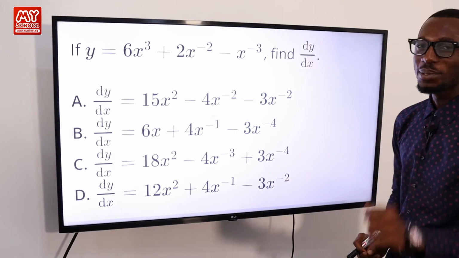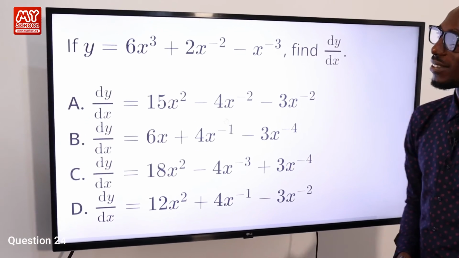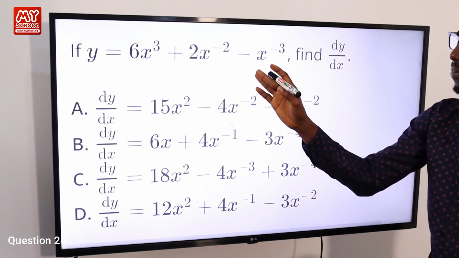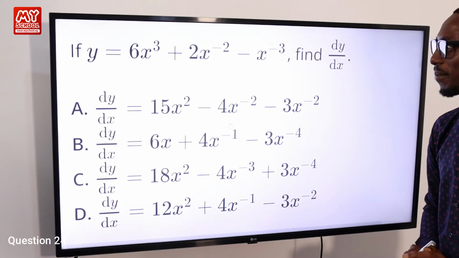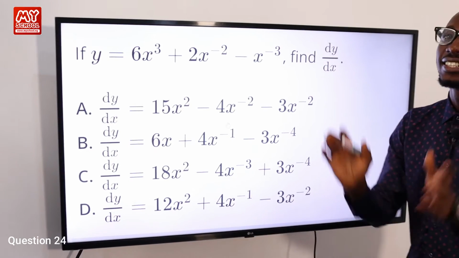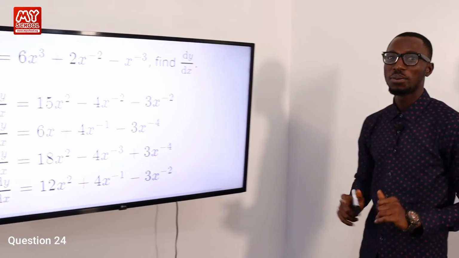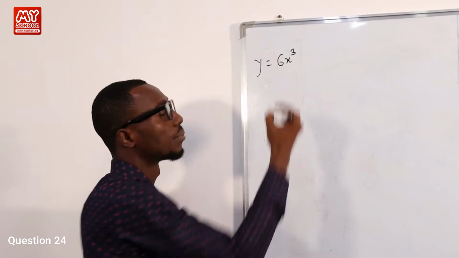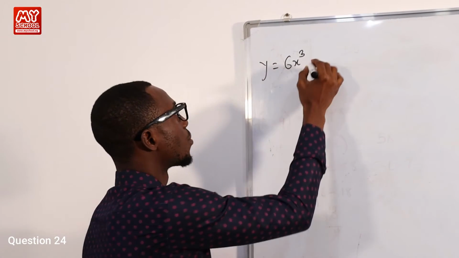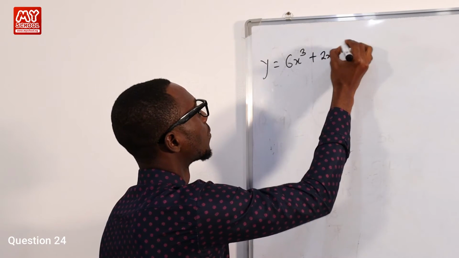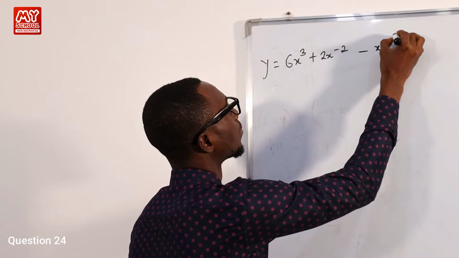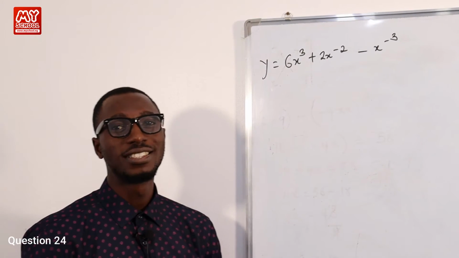All right, question number 24. If y equals 6x cubed plus 2x raised to the power minus 2 minus x raised to the power minus 3, find dy dx. This is definitely an easy differentiation question. So now let's reproduce the question on the board here. We have y equals 6x cubed plus 2x raised to the power minus 2 minus x raised to the power minus 3. We are asked to find dy dx.